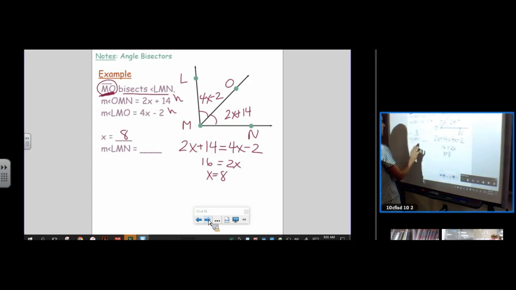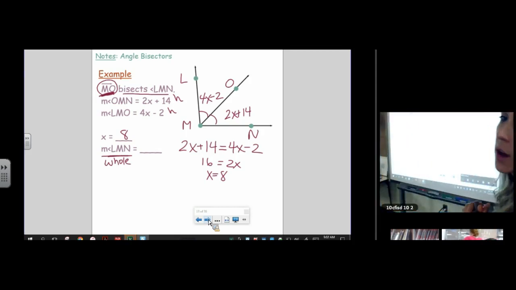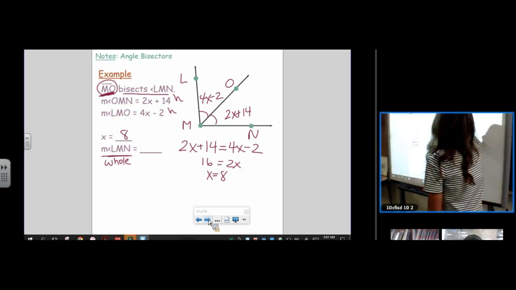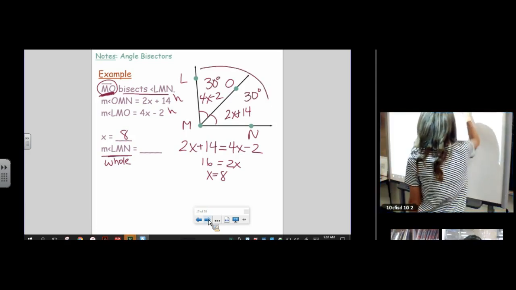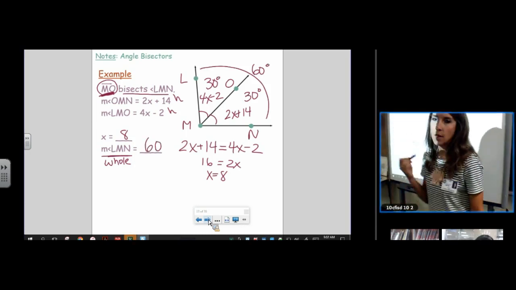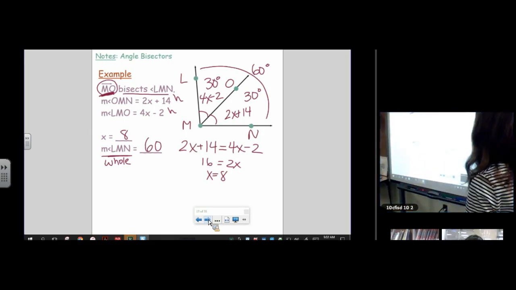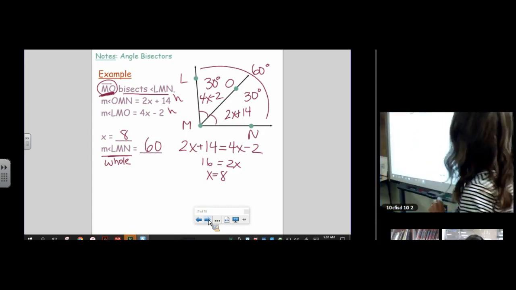Then we plug it in. Angle LMN is the whole thing. Remember, we were given halves, and they want the whole angle. So 4 times 8 minus 2. Oh, that's pretty, right? So this angle comes out to be 30, making this angle 30, making the whole angle 60. Don't ever trust the picture. The picture is not always drawn to scale. That is bigger than a 60-degree angle. So we don't trust it with our eyes. We trust whatever we solve for x.